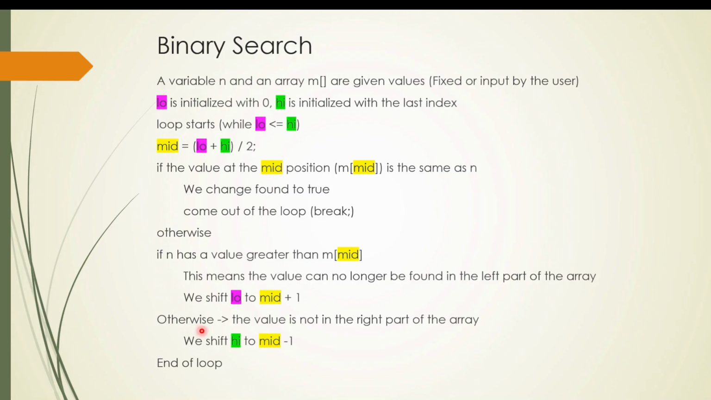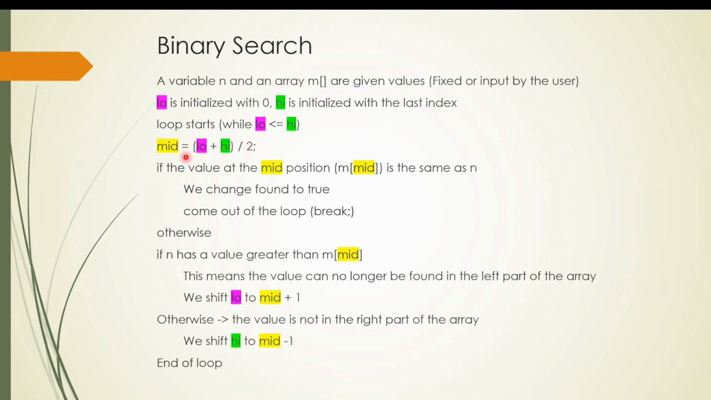Otherwise, this means it is not the same as n. It is not greater than, so then it must be less than. So it must be on the left side. If it is on the left side, we shift high to mid minus 1. So that means high is now given a value of mid minus 1. And this is the end of the loop. So the loop goes back again.